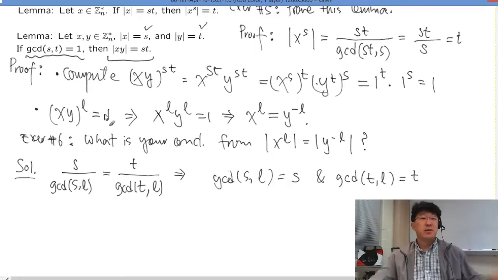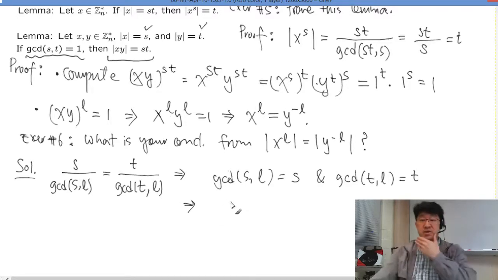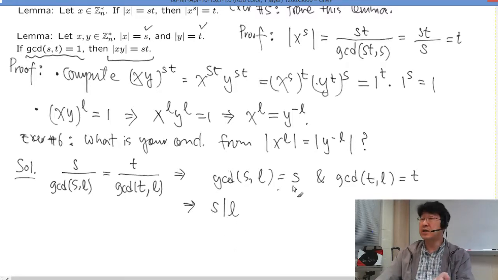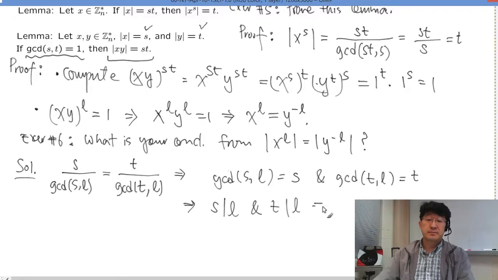It's all about L. We started with this condition: anything raised to the L power is 1. So what kind of condition would we have about this L? Right, this right here, L is divisible by S, right? If the GCD is S, S must divide L as well, right? And T divides L as well. That's the very definition of GCD: common factor.